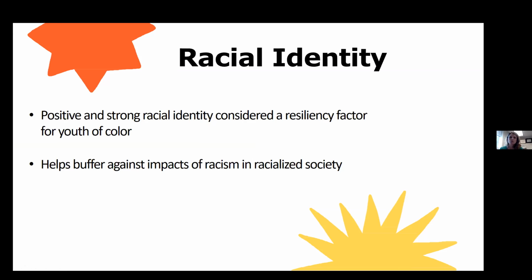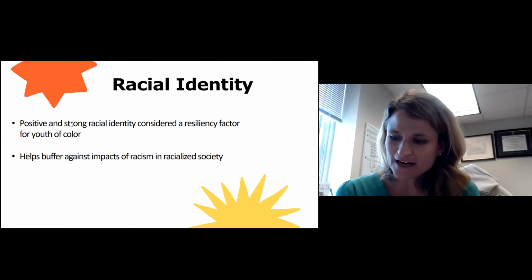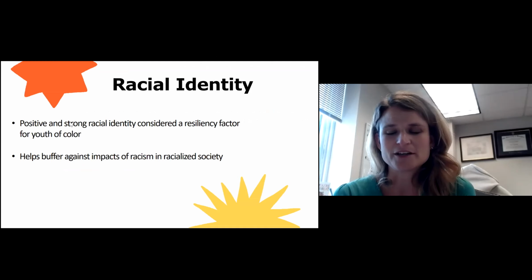It's something that's important to develop, something that can confer benefits when trying to navigate a country with racism in a racialized society. So having that strong sense of identity and connection as part of a racial group can help buffer against the impacts of racism.